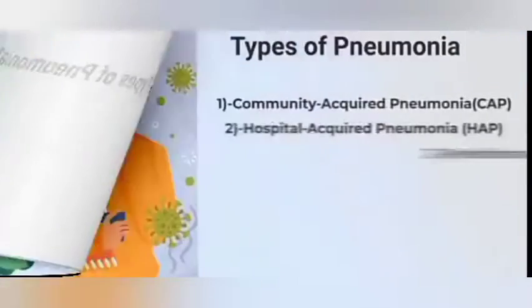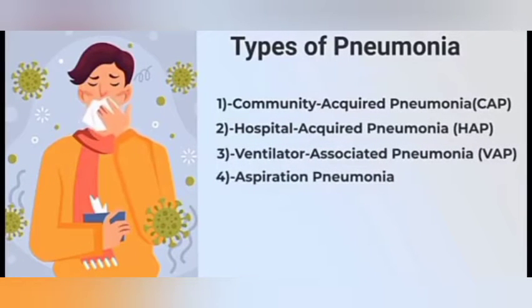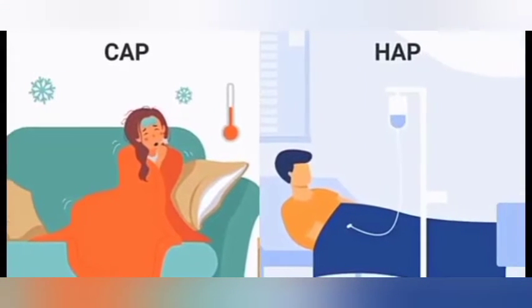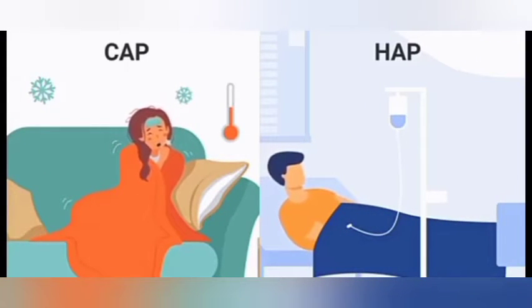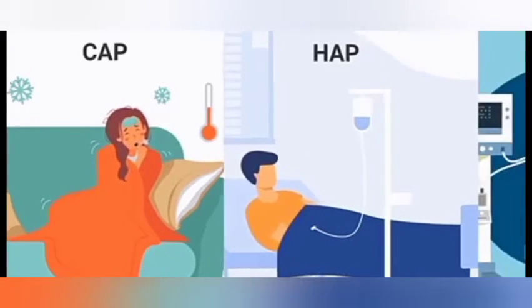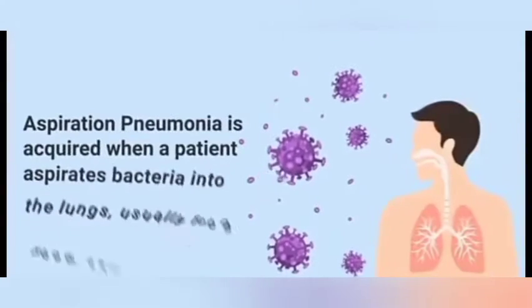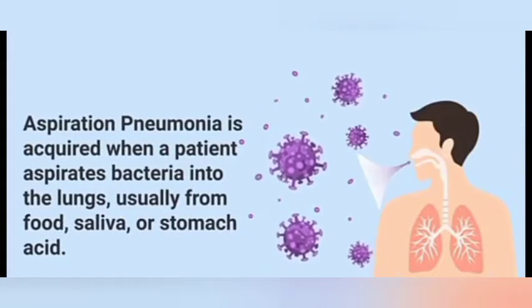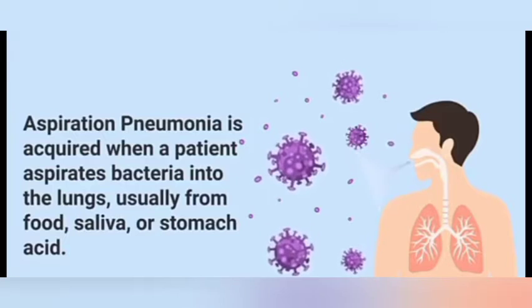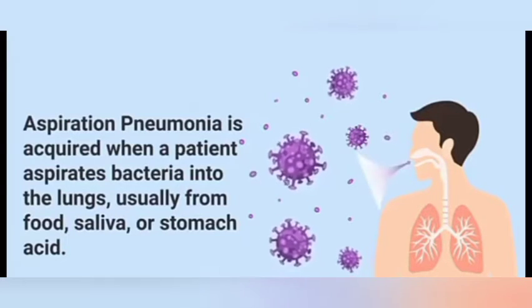Here are the different types of pneumonia. We have community-acquired pneumonia, hospital-acquired pneumonia, ventilator-associated pneumonia, and aspiration pneumonia. Community-acquired pneumonia is when a person gets sick outside of the hospital. Hospital-acquired pneumonia, as the name suggests, is when a patient gets sick during the hospital stay. And ventilator-associated pneumonia is when it's acquired while the patient is on a mechanical ventilator. And lastly, aspiration pneumonia is acquired when a patient aspirates bacteria into the lungs, usually from food, saliva, or stomach acid.